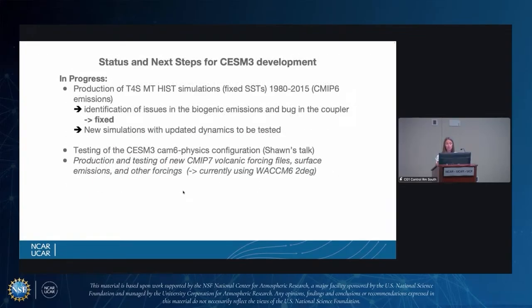And so what we have done so far for the development, we tested various simulations, more like for present day, 1980 to 2015. And so far, the model is looking quite reasonable. We did find in the process some problems and bugs that are fixed. For instance, we had some problems in our biogenic emissions in the T4S mechanism that we could fix.